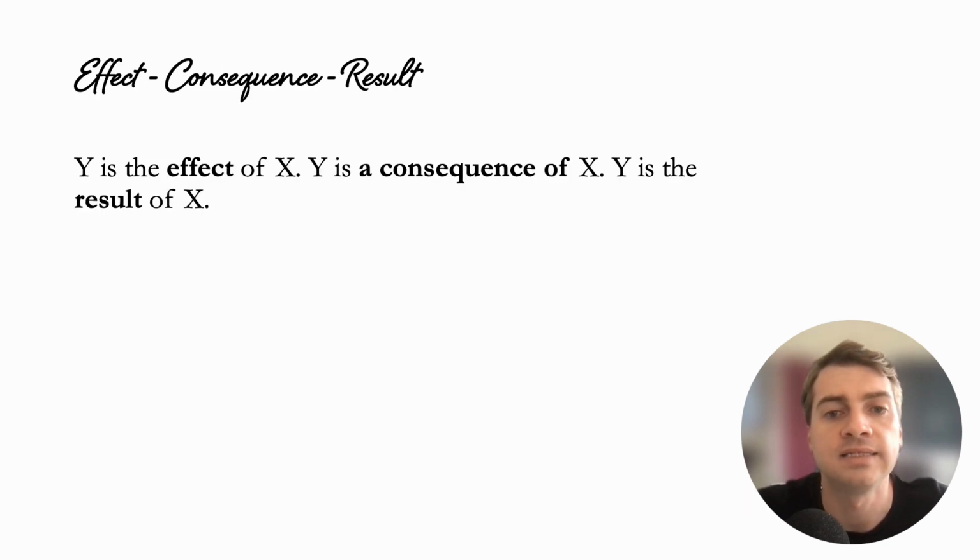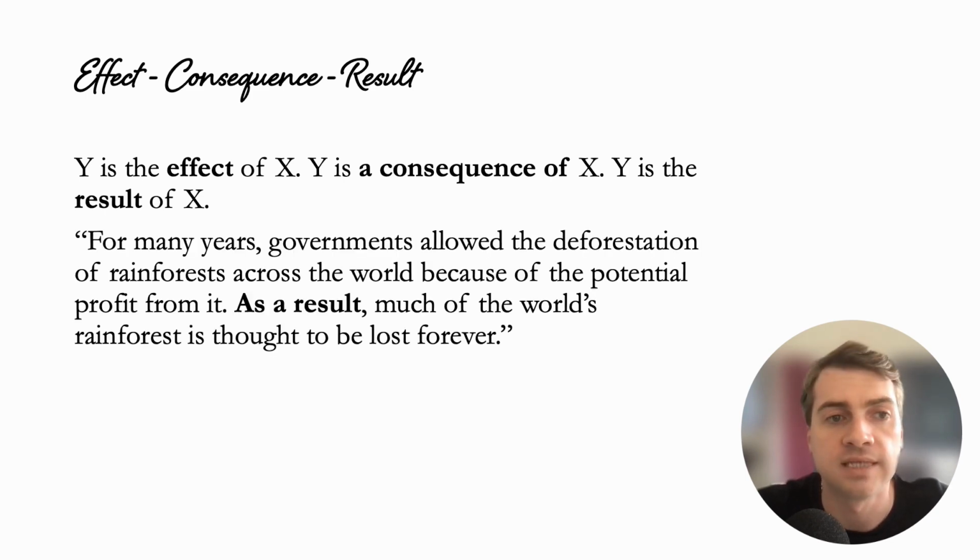So Y is the effect of X. Okay. Y is a consequence of X, or Y is the result of X. For example, for many years, governments allowed the deforestation of rainforests across the world because of the potential profit from it. As a result, much of the world's rainforest is thought to be lost forever.